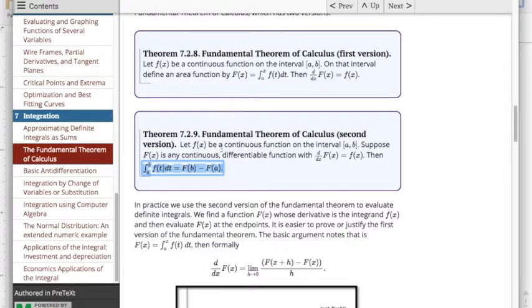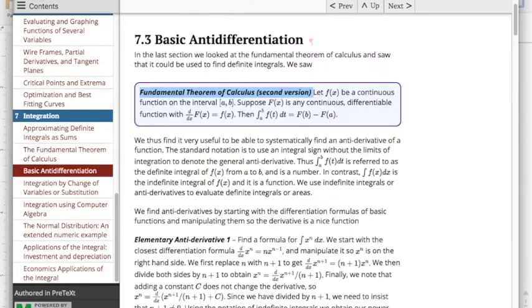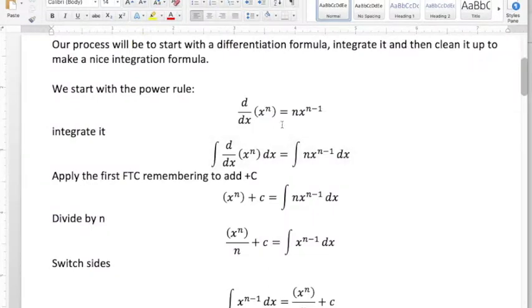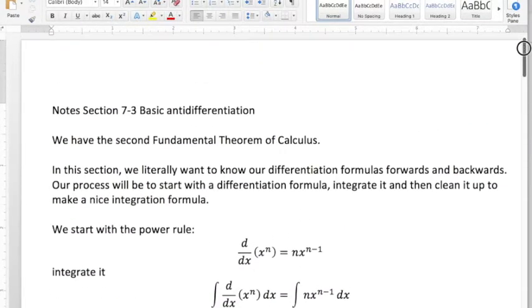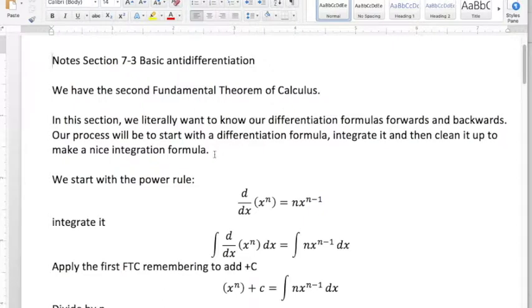And so what we'd like to do is, there's the tricky part that says, and someone miraculously gives you an antiderivative. We'd like to be able to produce the antiderivative. That's what we're doing in section 7.3. If I walk through it, our process is going to be to use the second fundamental theorem of calculus. And this is literally where you need to know your differentiation formulas backwards and forwards, because we're going to take differentiation formulas and do them backwards.